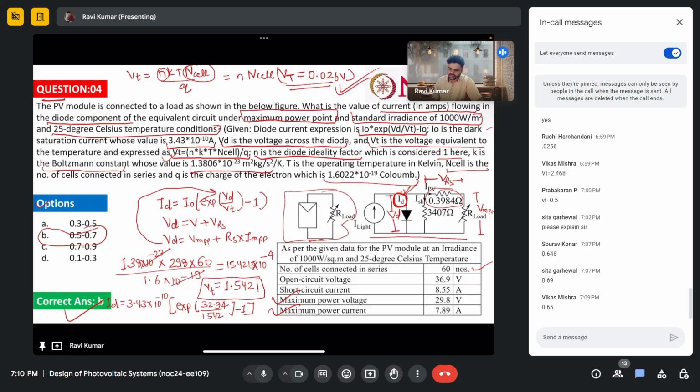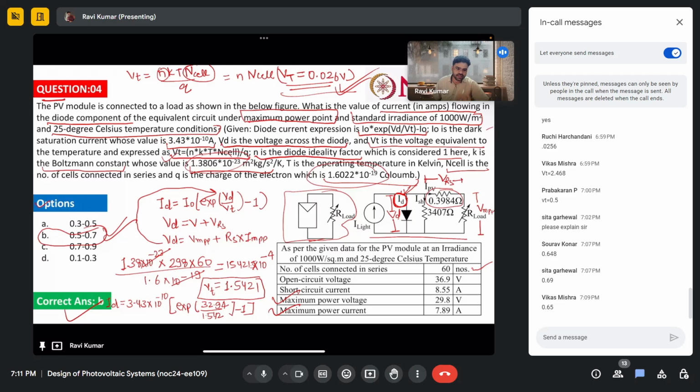So if you use this way, then you don't require the Boltzmann constant, the electron charge, and temperature. You don't need to calculate those things. It is being already calculated at the room temperature. Vikas said 0.65. Yes, that is absolutely right. B is the answer here. So we are done with this question. Let's move to the next question.